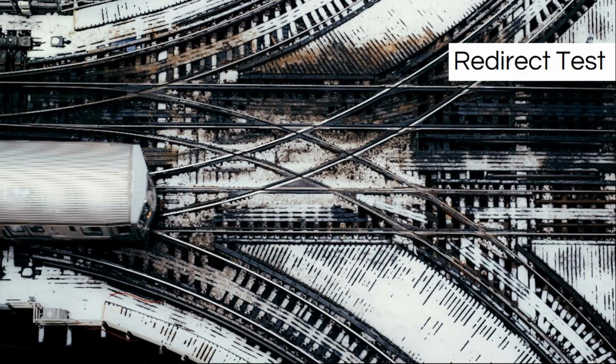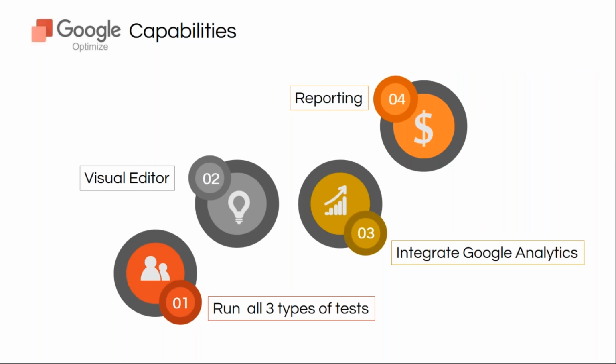So you can test these two out by creating a redirect test where all the website traffic that comes will be redirected into these two variations. So you can create as many variations as you want and figure out if you're meeting the result that you want.